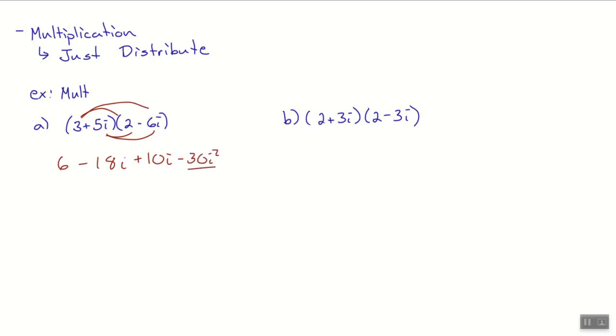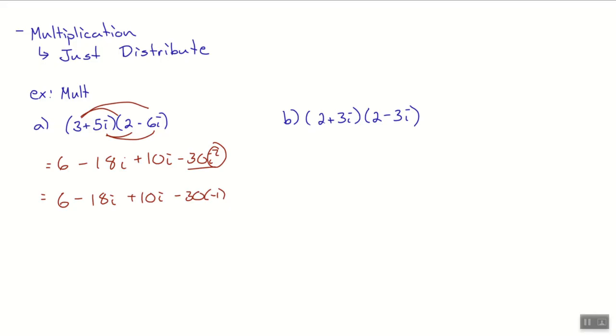Now, on our next little section, we are just going to replace i squared right here with a what value? Negative 1. So when we look at this, we have 6 minus 18i plus 10i minus 30 times negative 1, because i squared is negative 1. What happens with this term? It becomes a positive, right?